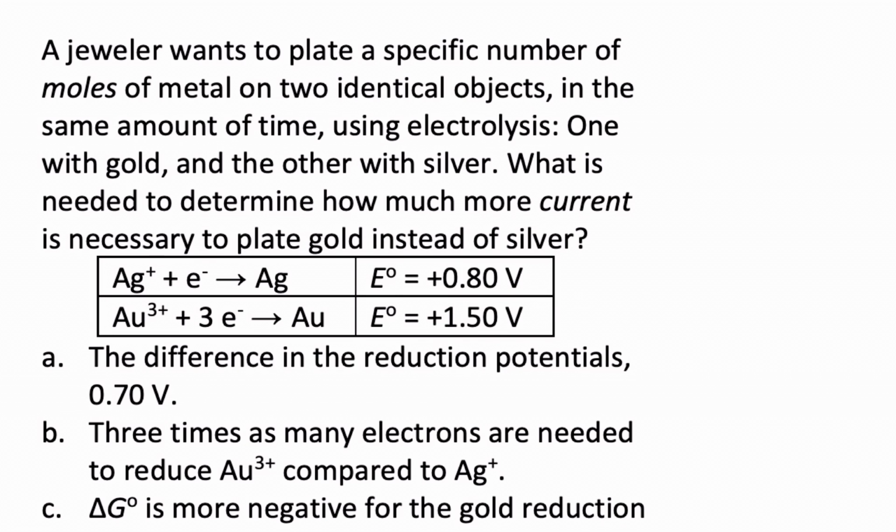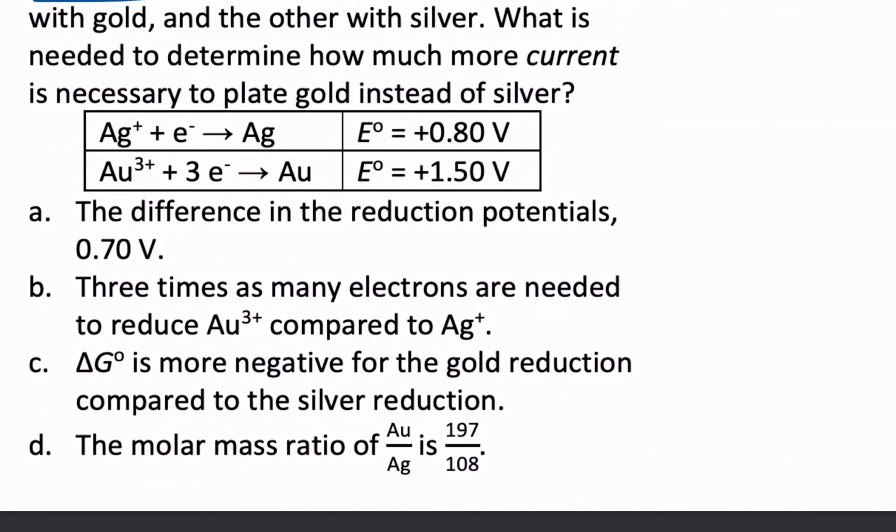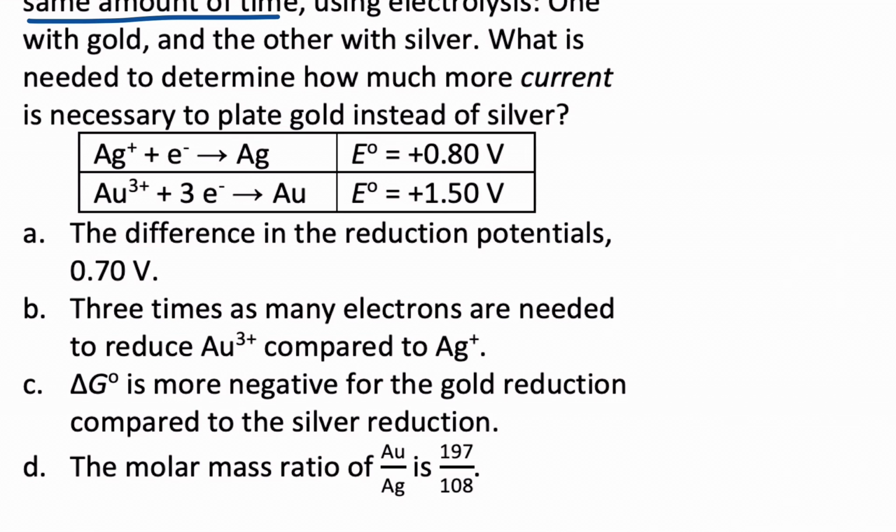One more multiple choice. A jeweler wants to plate a specific number of moles of metal on two identical objects in the same amount of time using electrolysis, so non-spontaneous. One with gold, the other with silver. This is called electroplating. This is how we force normally non-favorable overall reactions to occur. It's how we get pure metals onto jewelry. So this is an application of electrochemistry.